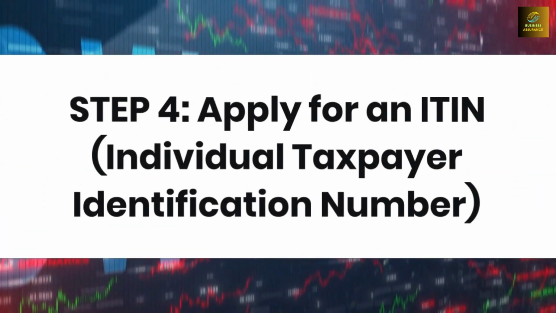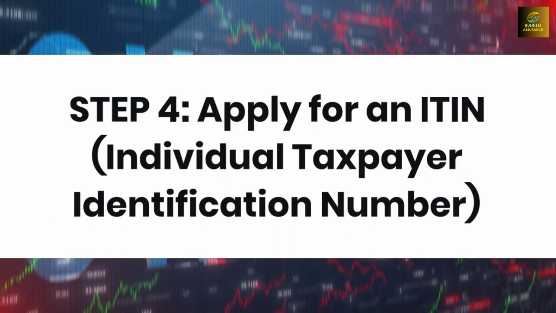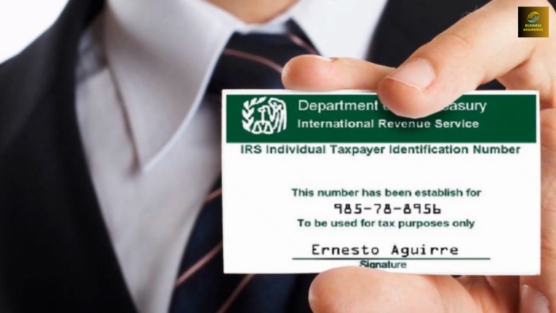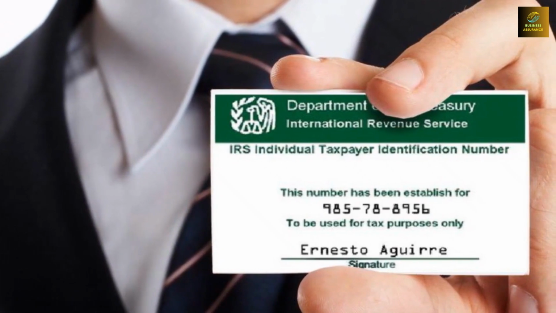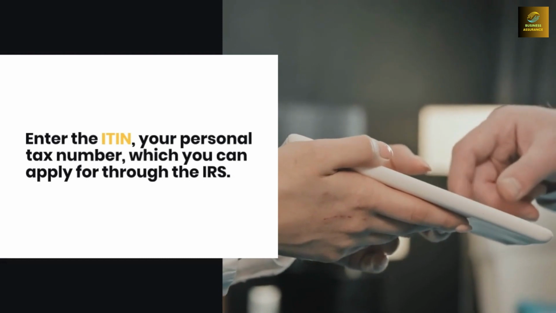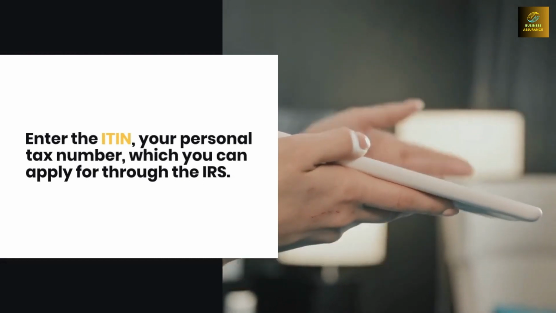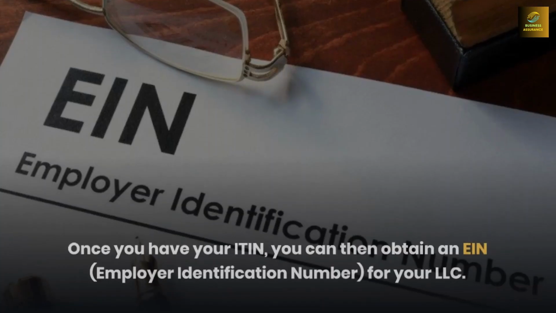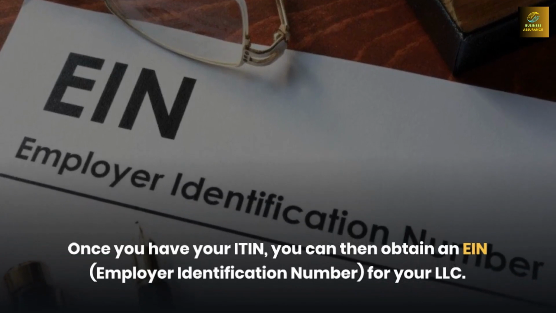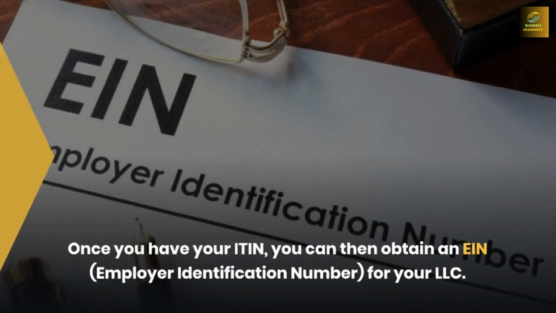Step 4. Apply for an ITIN, Individual Taxpayer Identification Number. As a non-U.S. resident, you won't have a U.S. Social Security number, but you'll need one for tax purposes. Enter the ITIN, your personal tax number, which you can apply for through the IRS. Once you have your ITIN, you can then obtain an EIN, Employer Identification Number, for your LLC.